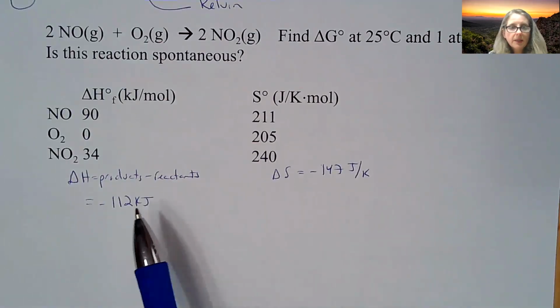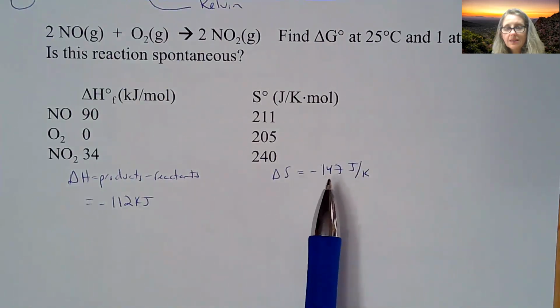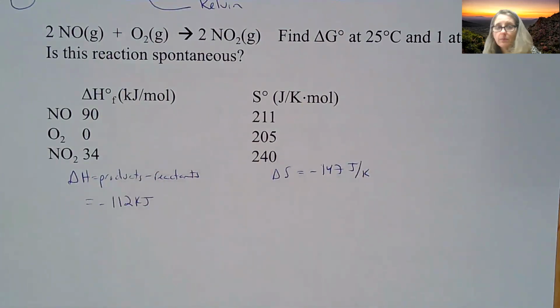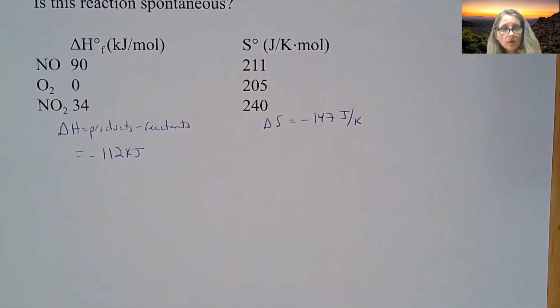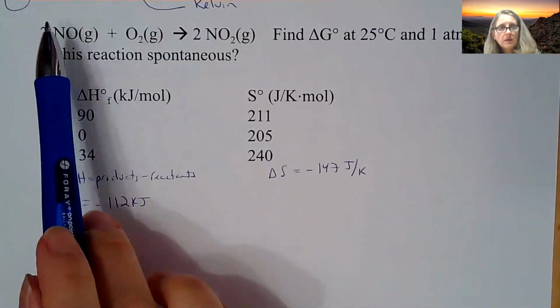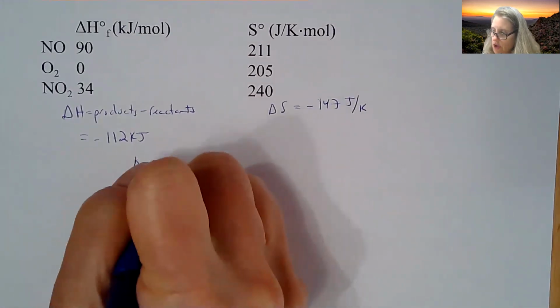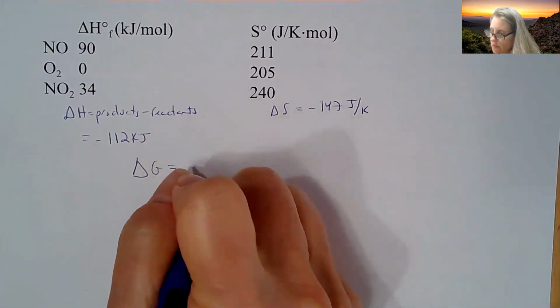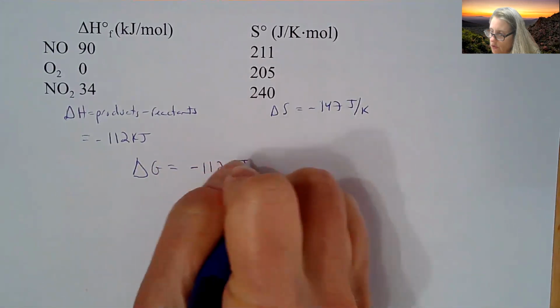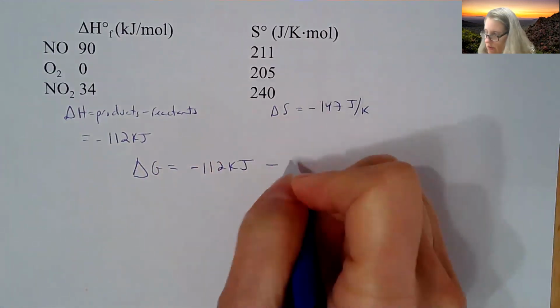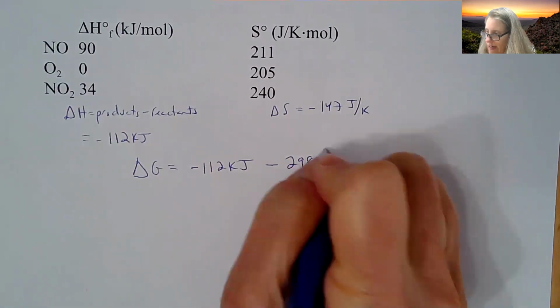All right, so I found my delta H is negative 112 kilojoules and my delta S is negative 147 joules per Kelvin. Again, products minus reactants is how you do all of these calculations, taking into effect, of course, the balanced chemical equation. So let's plug this into delta G. So delta G is equal to negative 112 kilojoules minus, now my temperature at standard conditions is always going to be the same, 298 Kelvin.